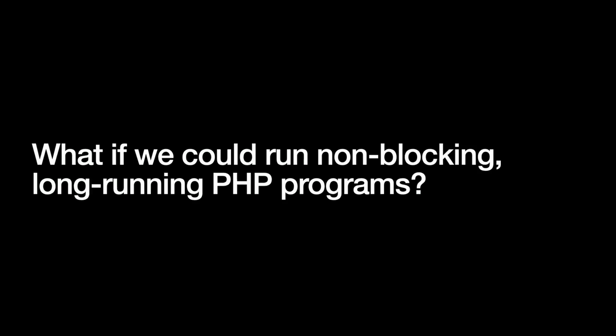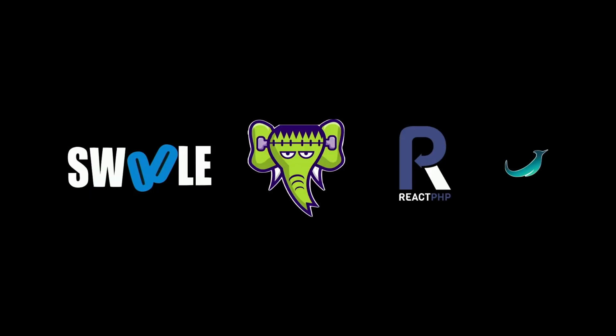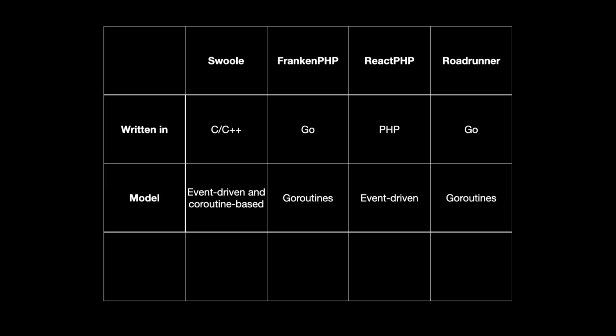So what if, just what if, we could run non-blocking, long-running PHP programs like these other languages do? Although PHP-FPM doesn't do that by default, we have other runtimes that allow us to do so. We have Swoole, we have OpenSwoole, which is a fork of Swoole, we have RoadRunner, ReactPHP, and FrankenPHP. You have plenty of options to pick from. There are some differences between them.